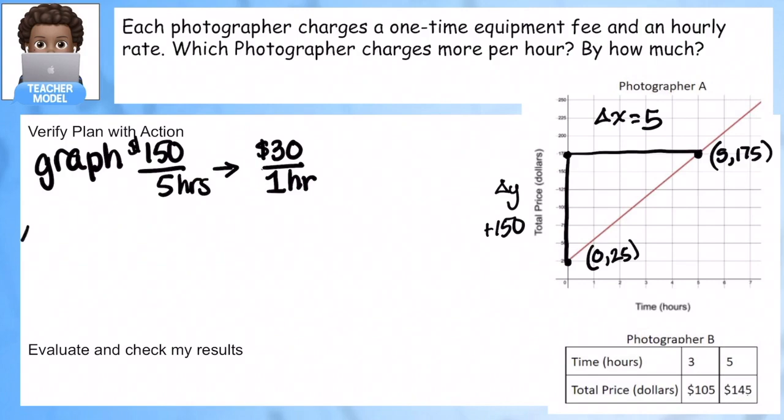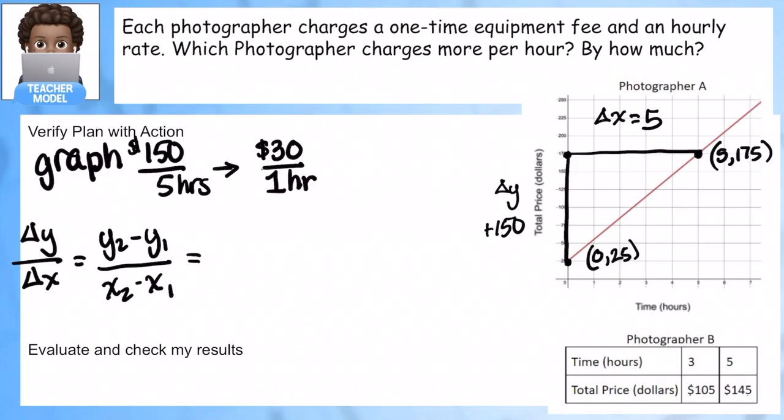And again, I'm looking for my change in y over my change in x. And I'm going to use a formula, y2 minus y1, so how my y's change, over x2 minus x1, the difference in my x's. So starting here, hours are my x, this is my y. I want the price to be first. So 145 minus 105 over 5 minus 3. All right, let's simplify that out.